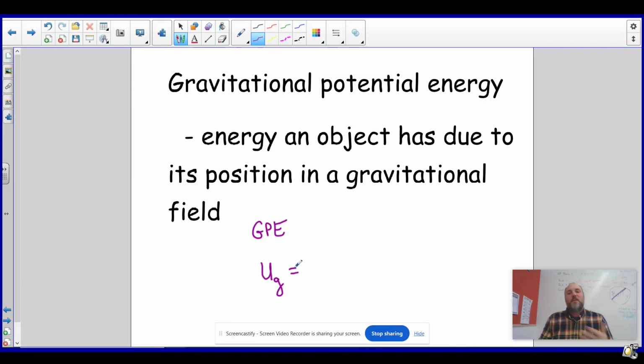So gravitational potential energy is just mgh, where m is the mass of the object, g is the gravitational field strength, 10 meters per second squared on Earth, and then h is how high you are from the surface of the Earth. So the higher you are from the surface of the Earth, the more dangerous it would be to fall from there because you have a greater potential energy.